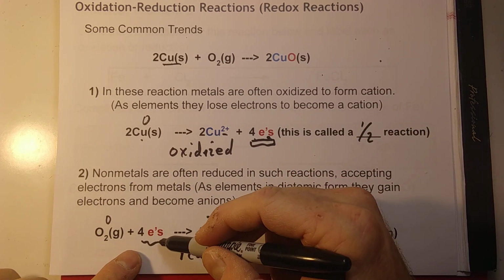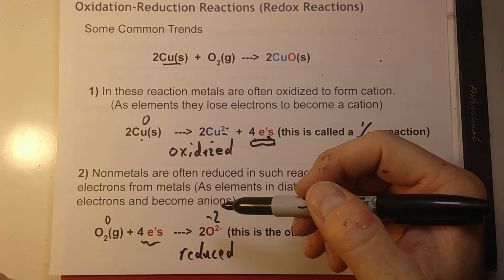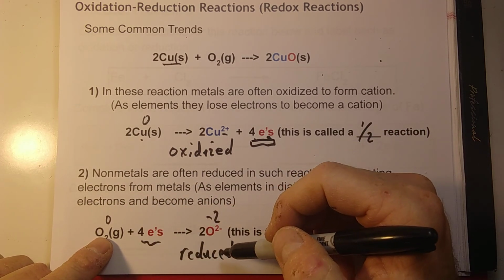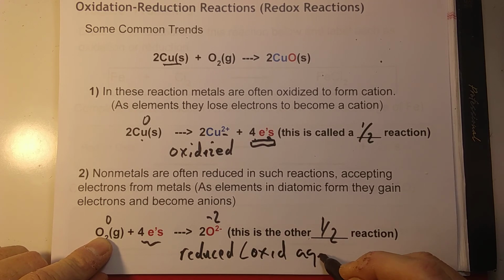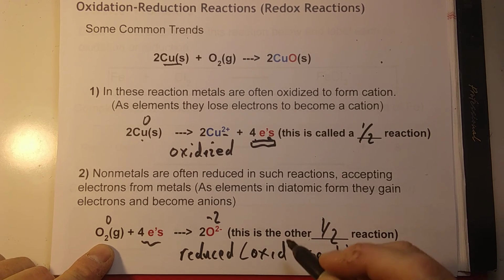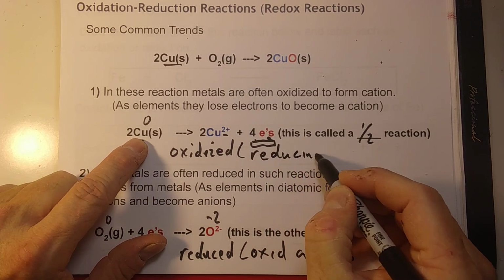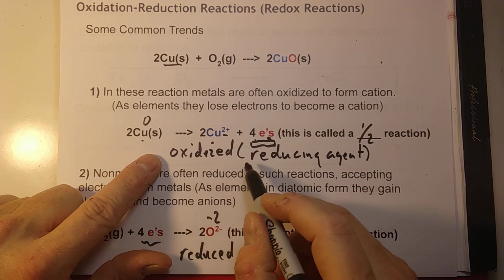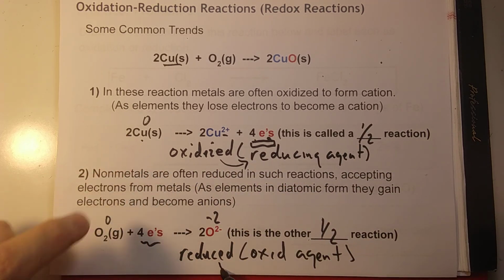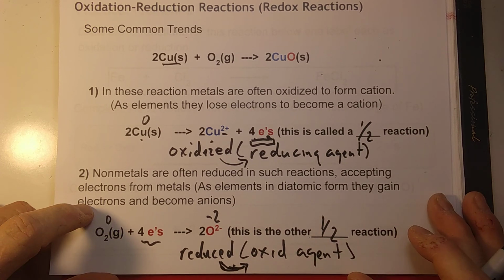And the one that's gaining electrons, he's not a reducing agent, he's taking electrons from somebody, so he's an oxidizing agent. So this O2 is our oxidizing agent, and the copper here would be our reducing agent. These are sometimes confusing for students. If it's oxidized, it is the reducing agent. If that O2 is reduced, he is the oxidizing agent.